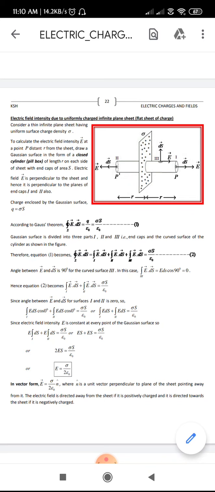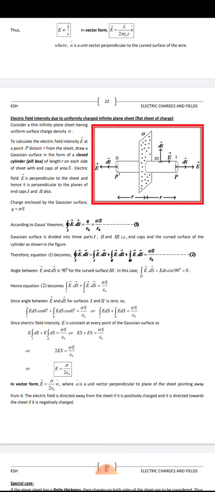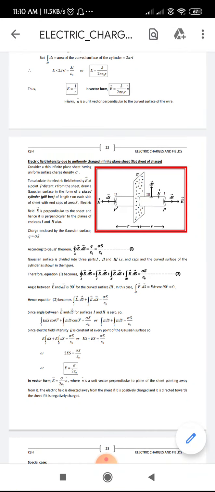So first of all, the charge enclosed by the Gaussian surface is written in terms of q equals sigma times S. We have just taken the surface charge density formula, that is sigma equals q by S. So if you take q to the left-hand side, it comes out to be q equals sigma times S, right? Next, Gauss's law is written as equation 1 that you are seeing. That is the integral of vector E dot vector ds equals q by epsilon naught, equals sigma S divided by epsilon naught.